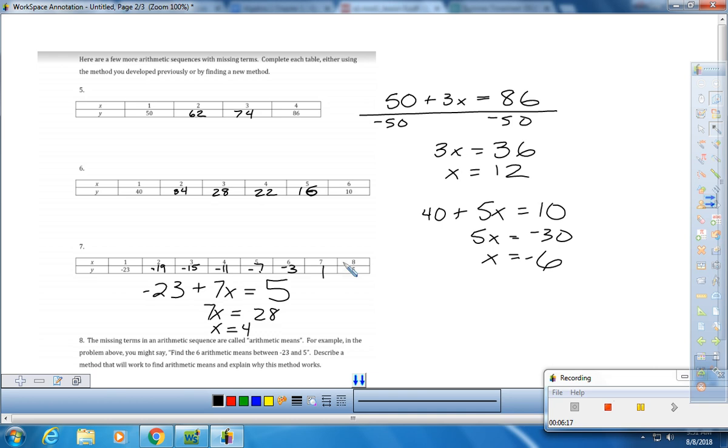And finally, the missing terms in the arithmetic sequence are called the arithmetic means. For example, in a problem above, you might say, find the 6 arithmetic means between negative 23 and 5. Describe a method that will work to find the arithmetic means. Set up an equation.